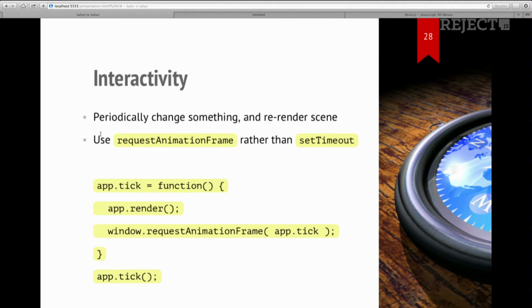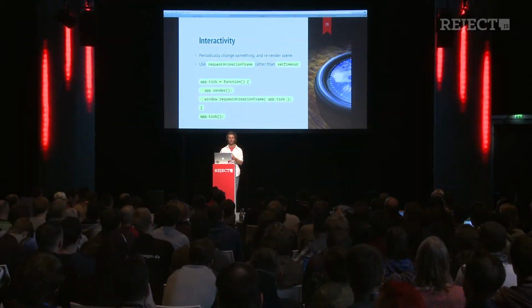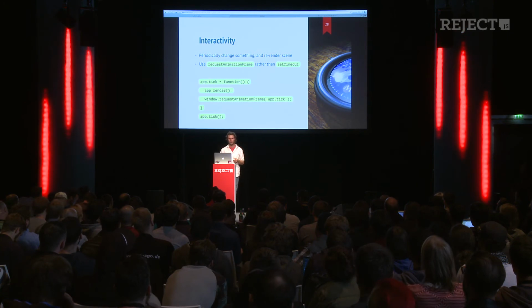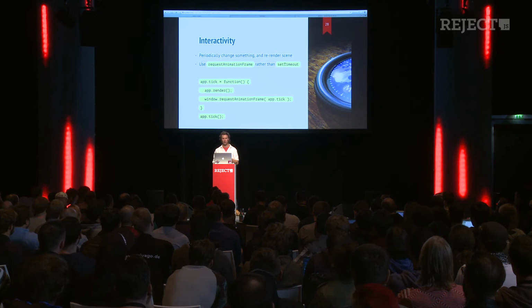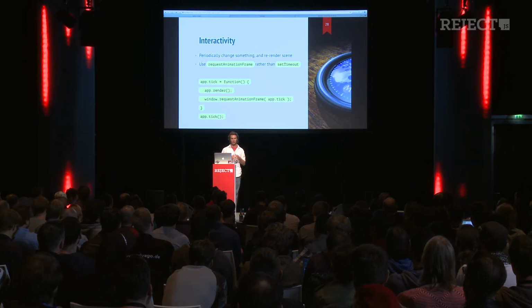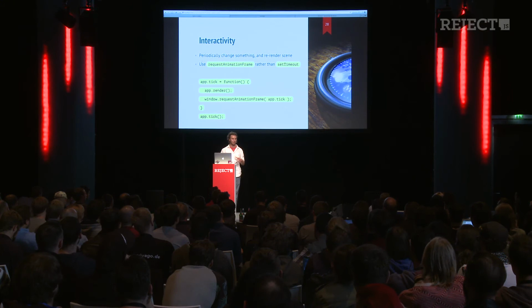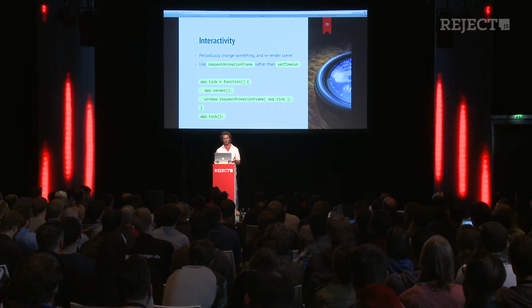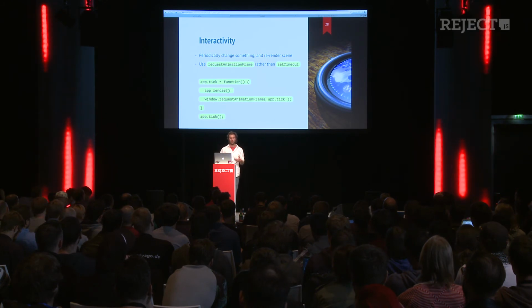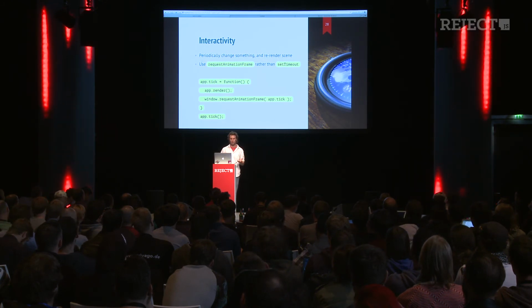So interactivity. How do we make our scene kind of move? How do we make it something the user can play around with? The solution is pretty obvious. You basically have some function that is called again and again and again, and every time you change something and re-render. The one gotcha here is that you want to be using a function called request animation frame rather than set timeout, because request animation frame is something that the browser will schedule at the right interval to give you something that performs smoothly, rather than set timeout where it will try and call it quickly, and your browser might not be able to keep up.